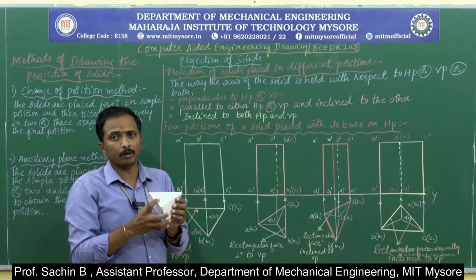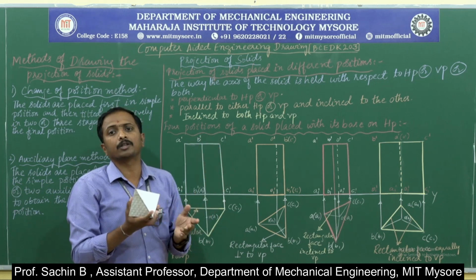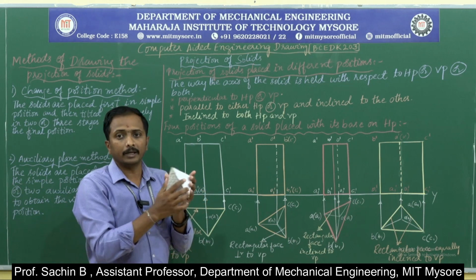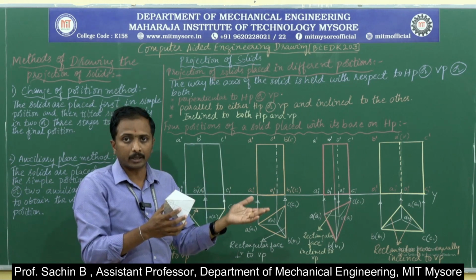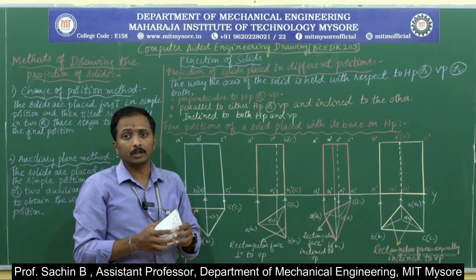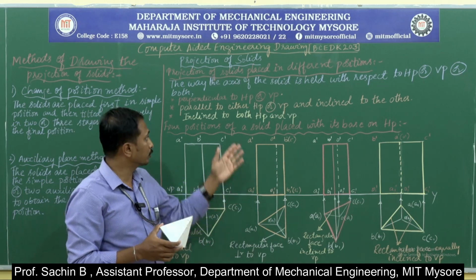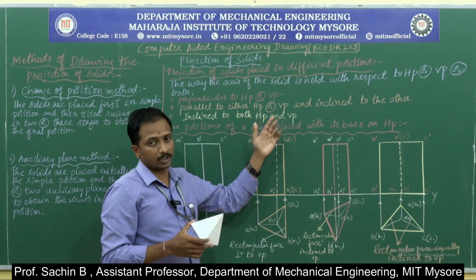Again, we can do this problem by keeping the object on the vertical plane, by resting the base of the object on the vertical plane. Again, the inclination will be made to the vertical plane, and in the last case the inclination will be made to the horizontal plane. Again, the last condition proves that it is inclined to both HP and VP.